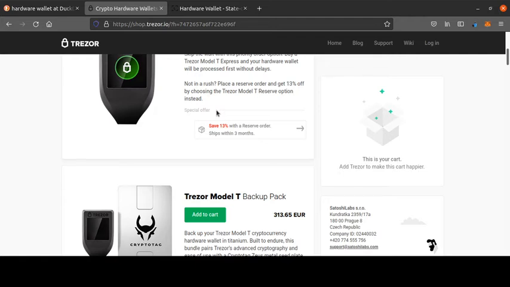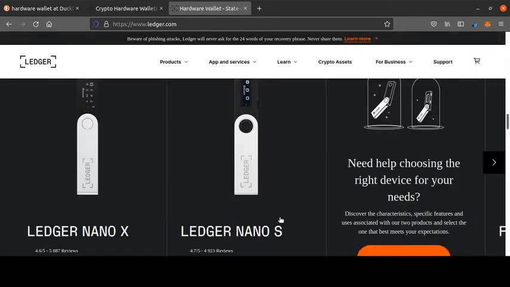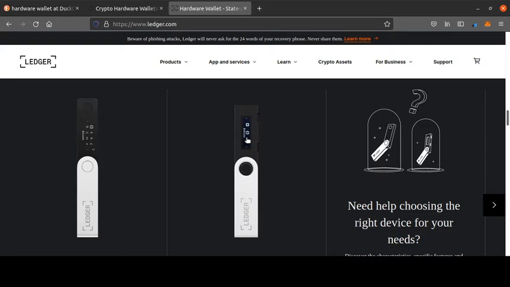Okay, the second company which produces hardware wallets is Ledger. It's a very popular company, and they also have two models. Here we have the Ledger Nano S. So it's a smaller one, and you have a smaller display, you see here, and you can also connect by a wire. And you have a Ledger Nano X. It's a bigger one, and you can connect by a wire, and also it has Bluetooth. So you can connect by Bluetooth.